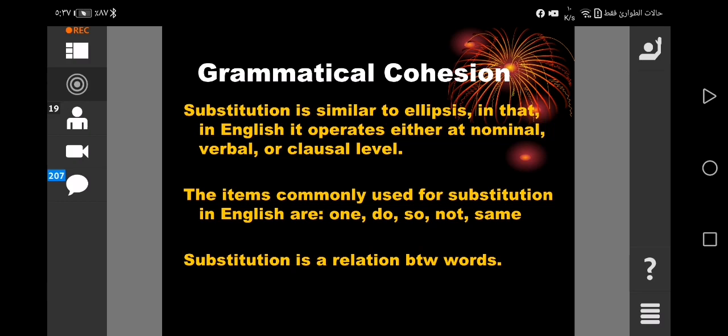Well, substitution. Substitution, we believe, is similar to ellipsis, in that in English it operates at nominal, verbal, and clausal level. We also said that ellipsis operates at these three levels, nominal, verbal, and clausal. Substitution also operates at these three levels. Substituting expressions are one, do, so, not, same. Substitution is a relation between words. This is a general definition.